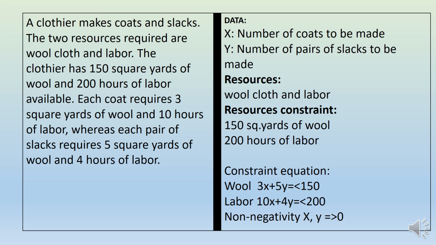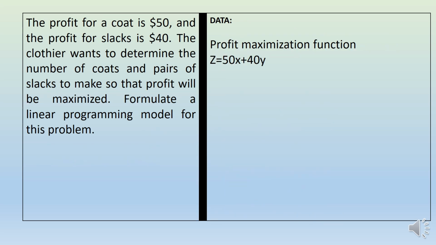The non-negativity constraint we already know: x, y must be greater than or equal to 0. The profit for a coat is $50 and the profit for slacks is $40. So you see, these are the profits, and the profit maximization function would be like this. Why? Because x is the number of coats and y is the number of slacks, so when we multiply with the profit, the function would be like this.